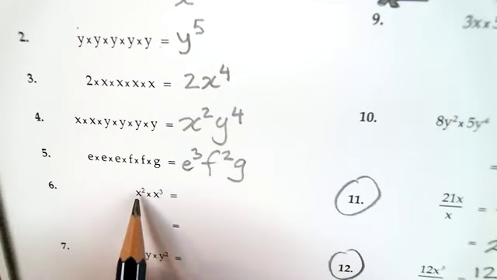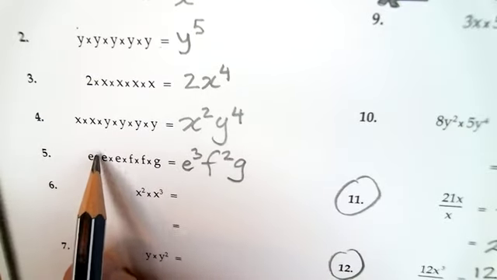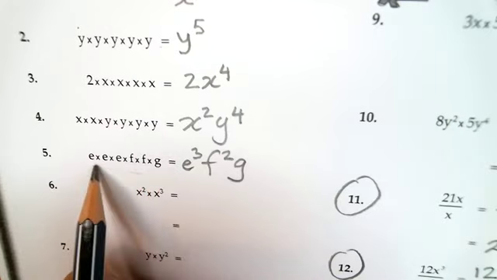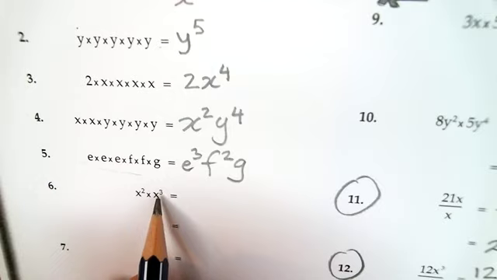Now, these are multiplied together, and they already have indices other than 1. They've got indices of 2 now, because technically this is e to the power of 1, e to the power of 1, e to the 1, f to the 1, f to the 1, g to the 1. And I can just add those powers. Well, if they're multiplied and the bases are the same, I can add the powers.